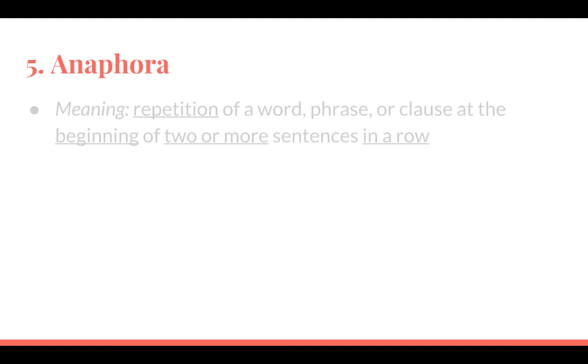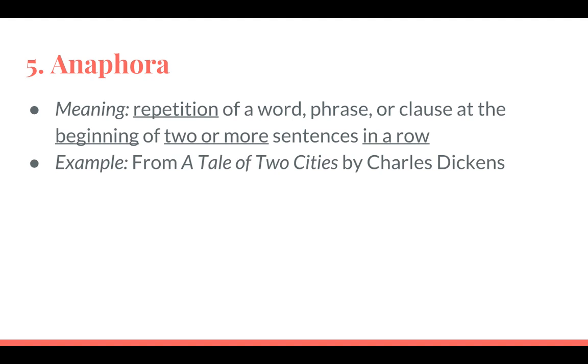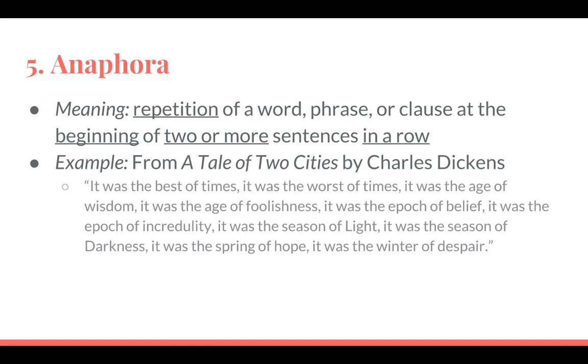Next we have anaphora, which is where, again, you repeat the same word, phrase, or clause, but it's at the beginning of two or more sentences in a row. A famous example is from A Tale of Two Cities by Charles Dickens, where it says it was the best of times, it was the worst of times, it was the age of wisdom, and so on and so forth. When it has "it was the," that is anaphora because it is repeating that phrase at the beginning of multiple sentences.